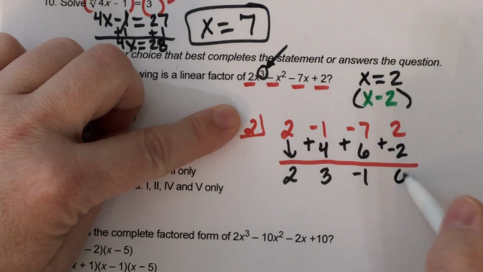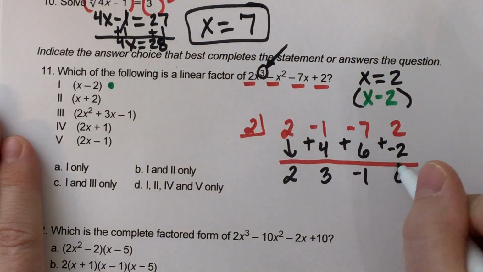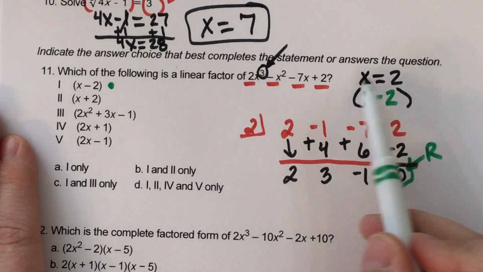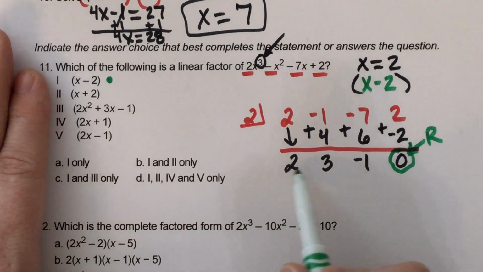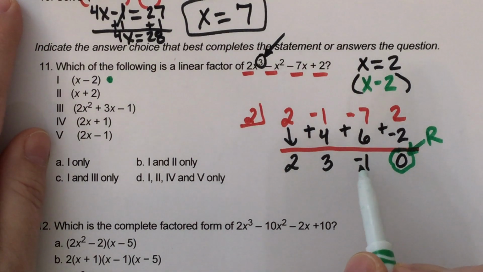Add them up. 0. Okay, so since I got a remainder of 0, then sure enough, 2 is a 0 to the problem, but I already knew that because of the calculator, and my answer is a factor. So let's write this answer and see if we can factor it out.